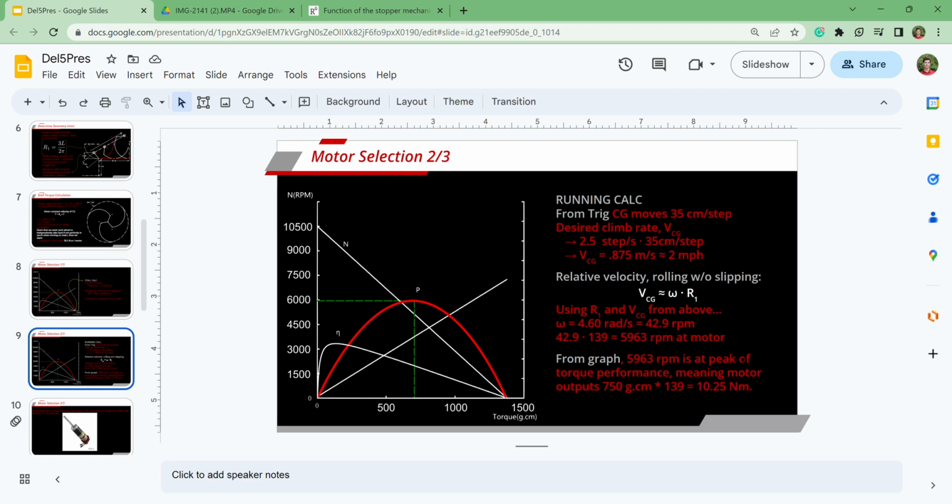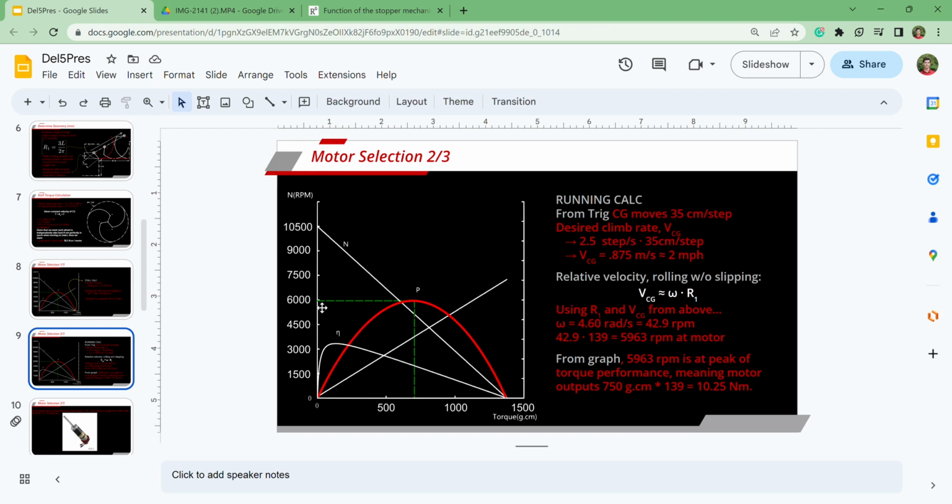Run it back through your torque performance graph on the left. So we're wanting 5963 RPM at the motor. Okay, the motor we selected has a torque graph. That means when you're at about that 6,000 RPM at the motor, you're getting peak torque. That's what you're looking for.